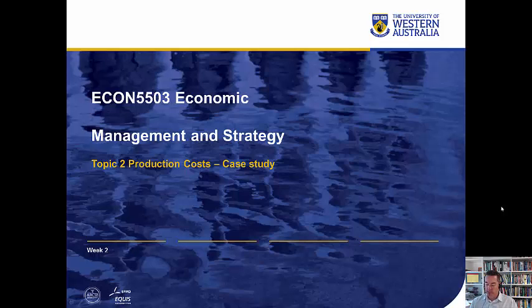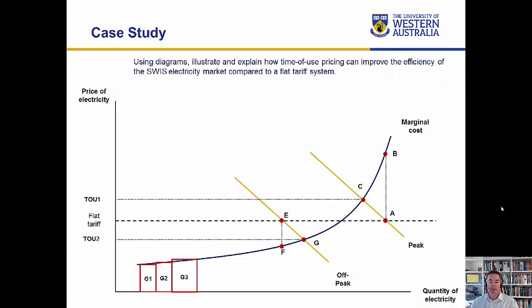In this recording we've got two case studies related to production costs, and in particular we're emphasising that the marginal cost curve is actually a supply curve. So in this first diagram we've got a case study related to time of use pricing in the Southwest Integrated System, which is the electricity system for Perth and the surrounding areas. So what I've got is the marginal cost curve.